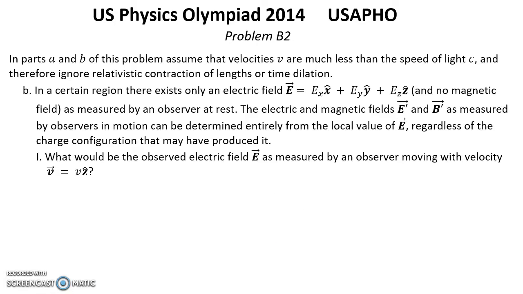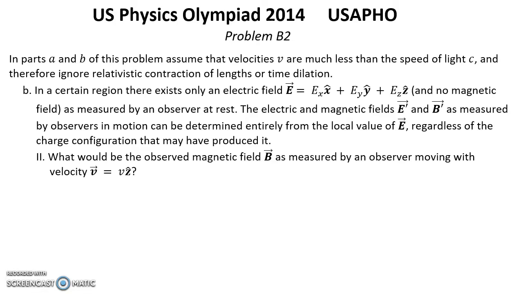Question 1. What would be the observed electric field E as measured by an observer moving with the velocity v in the z direction? Solution. In part A, we showed that if the electric field was produced by a sheet of charge, then it was unaffected by the motion of an observer. Thus, in general, E prime equals E.